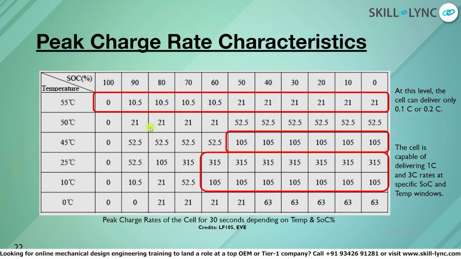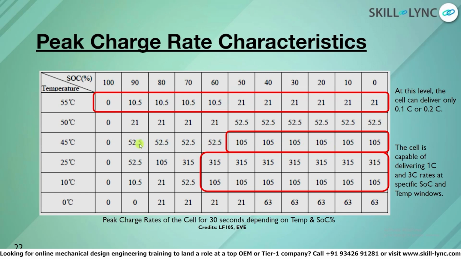So now see, if we want to charge it, the requirement was just 1 C. And if you see at 25 degrees, when the SOC is at 70%, you can charge the cell at 3 C. This is huge, this is great. But it also has to be at a 25 degree temperature. And if you see at 45 degrees, you can charge the cell when it is from 50% to 0% SOC, you can charge it at 105.